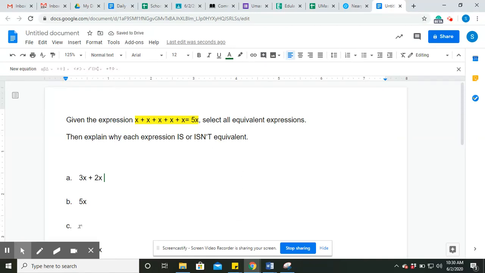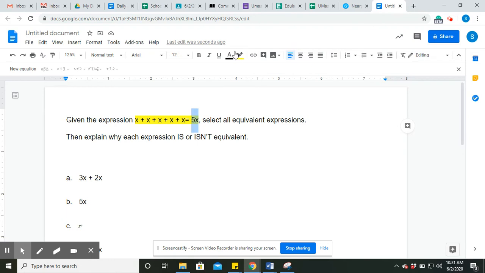What we're noticing in looking for equivalent expressions is that the original expression, x plus x plus x plus x plus x, gives us a total of 5x, or 5 groups of x. In this case, the number 5 is the coefficient for the variable x. Remember, the coefficient is a number that comes in front of a variable to tell you how many groups of that variable you have.